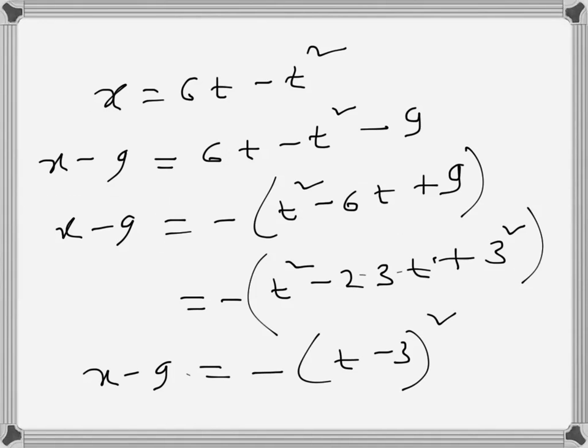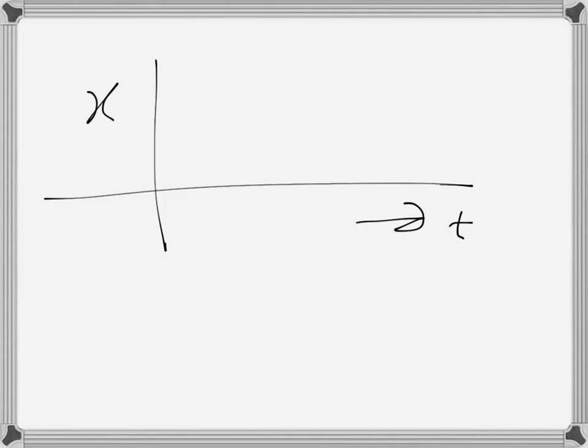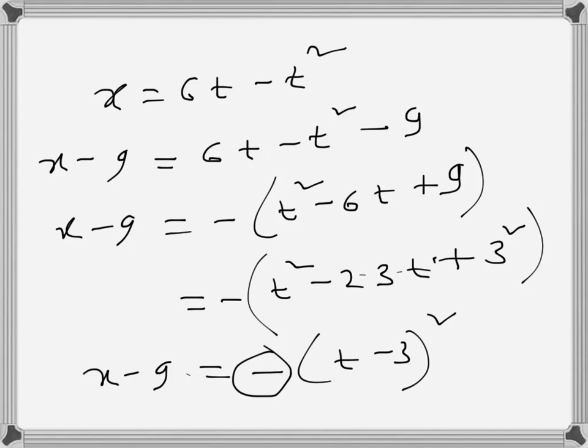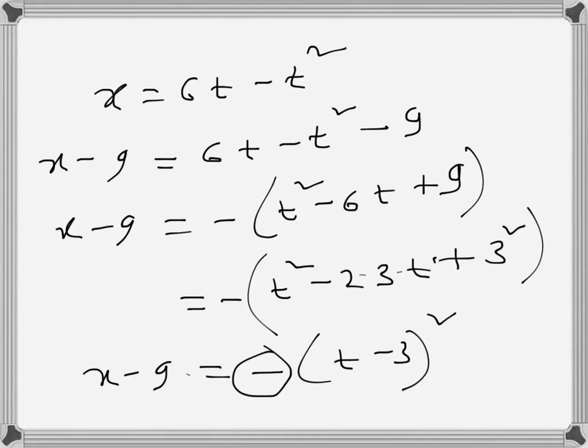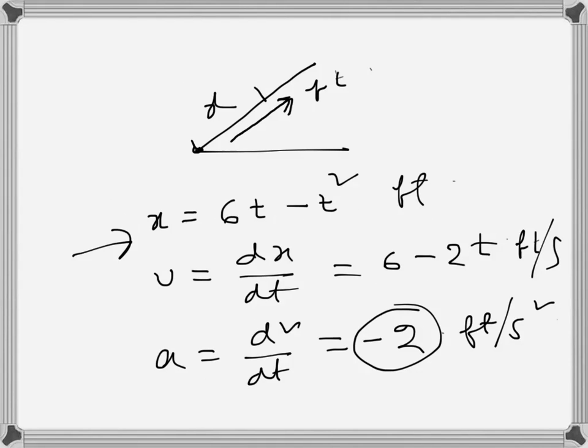So the graph will be like that, the displacement. This is t there, this is x there. So the vertex will be (3, 9). 3 in this direction and then 9 here. So that's there, and this is a parabola. Since there's a negative sign there, it will be downwards. So it will go like that. So this is 9 feet here, and this is 3 seconds there. So that's the displacement.